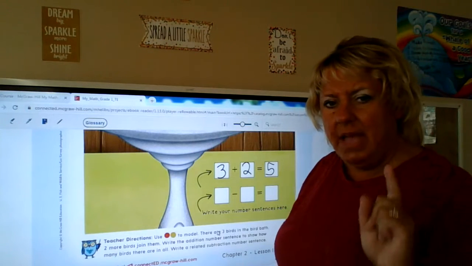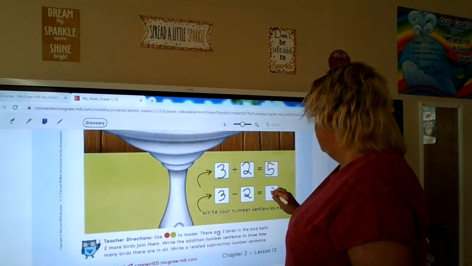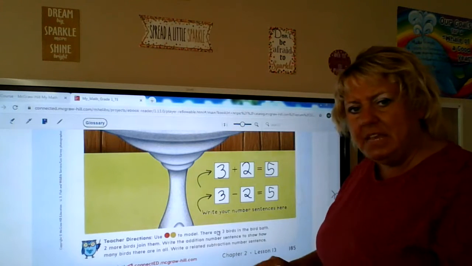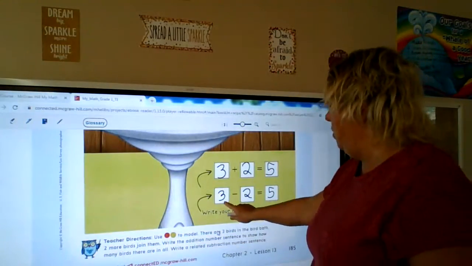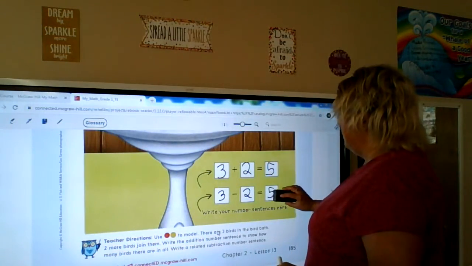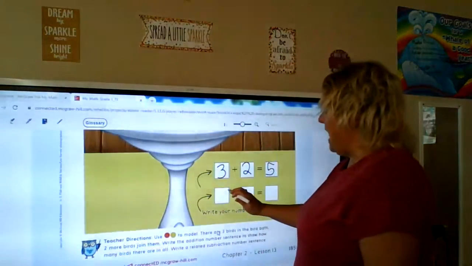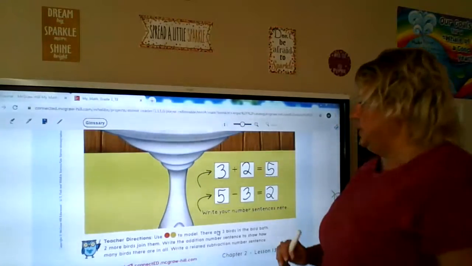Can I do 3 minus 2 is 5? Don't write this down, but watch me. Okay, well, let's figure out if that makes sense. If 3 is the whole, can the parts be 2 and 5? No, because 5's bigger than 3, so 3 can't be the whole. The whole starts with the biggest. The whole is the biggest number when we're doing subtraction. So the subtraction sentence would be 5 minus 3 equals 2.